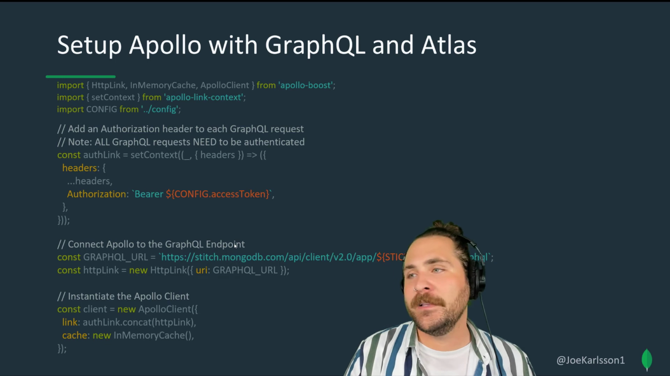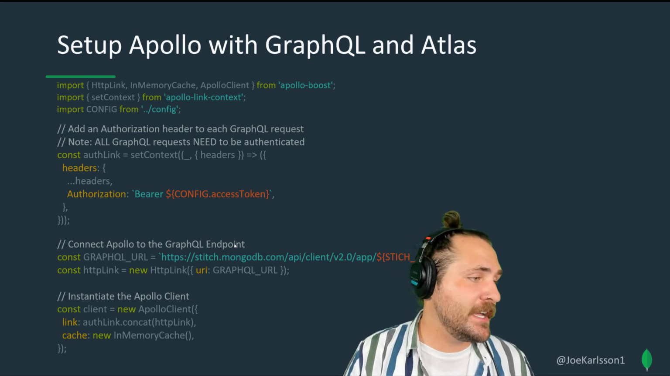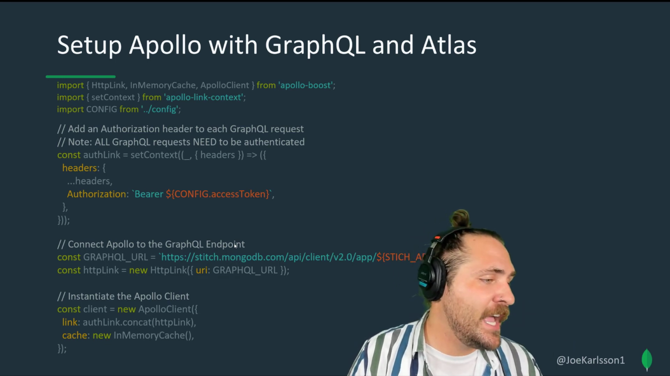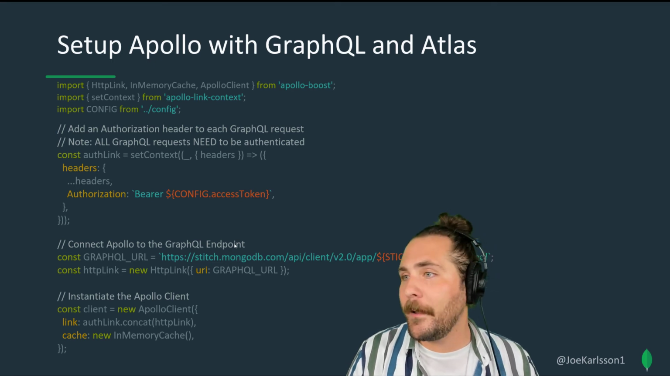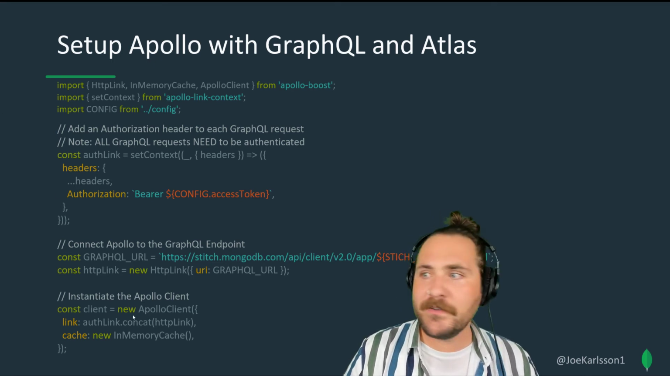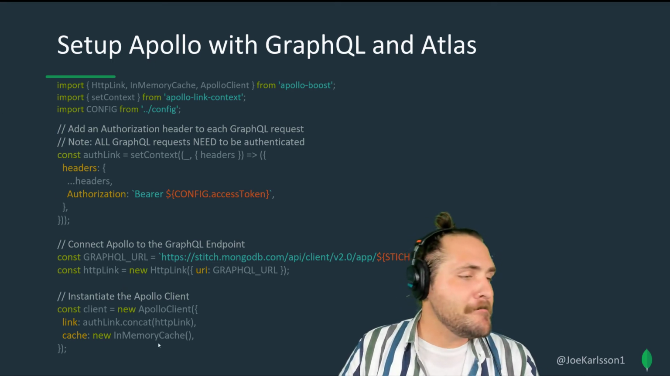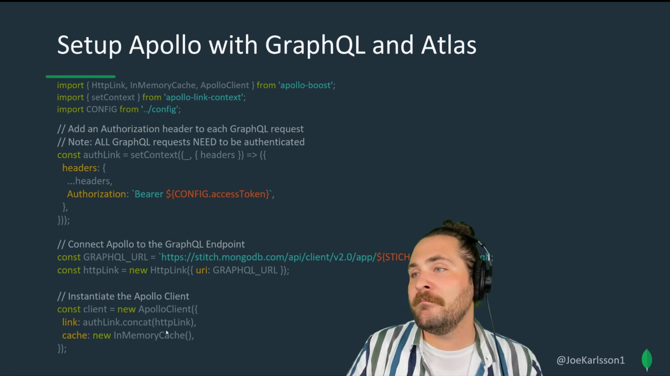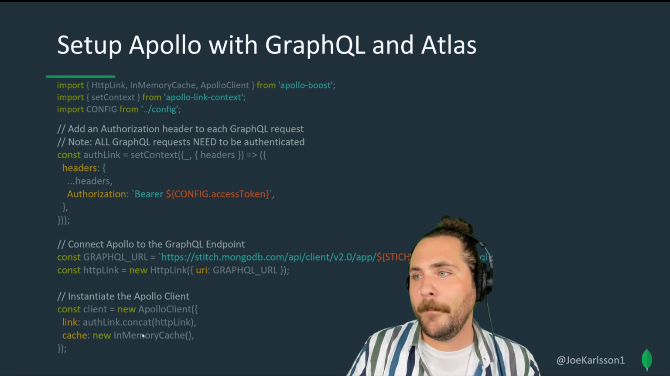And we're doing an HTTP link, just saying it's an HTTP endpoint we're connected to. And then we're instantiating an Apollo client there at the very bottom. Awesome, if you can see my mouse there. There we go. Okay, and we're doing some in-memory caching here too, which is kind of cool.